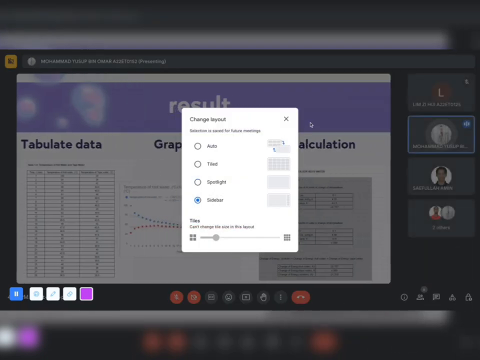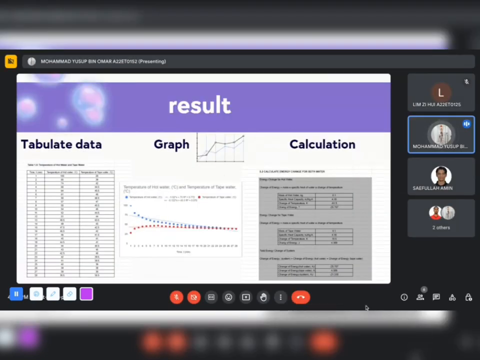Okay, this is the result that we consider in our experiment. So about the table data, we use hot water temperature up to 100 degrees Celsius, which is the maximum temperature. And then the lower temperature is tap water or cool water, which is 28 degrees Celsius. This is equivalent to standard room temperature. So for the graph, we expect that during the time interval, the hot water will decrease in temperature exponentially, while the cold water will increase in temperature.